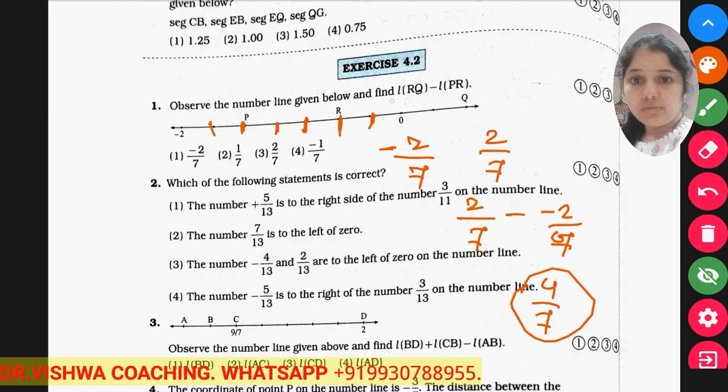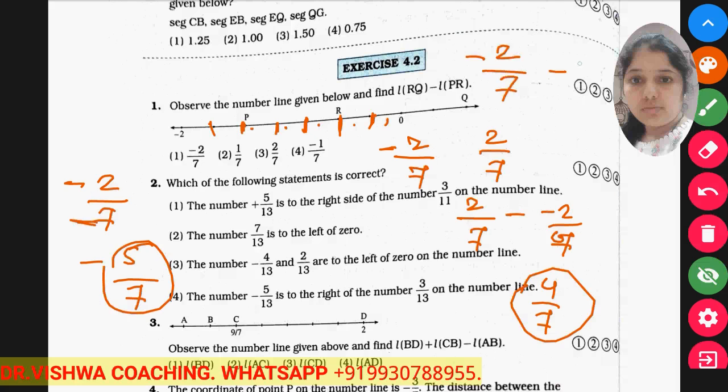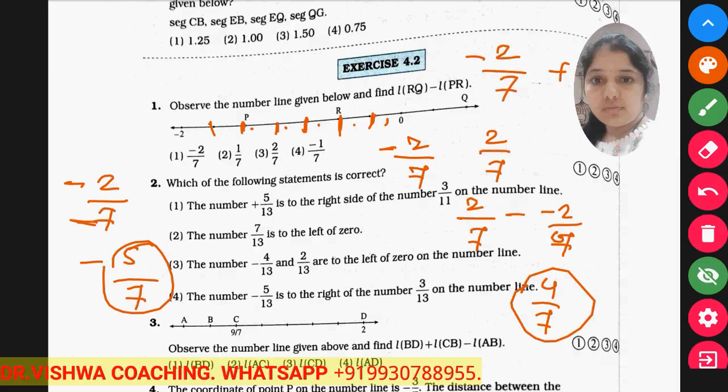Now RQ we got. Now PR is at -2 by 7 position and P is at 1, 2, 3, 4, 5, -5 by 7 position. Now in between these two, this is greater. So -2 by 7 minus of -5 by 7 means +5 by 7. So it gives us the answer as 3 by 7.